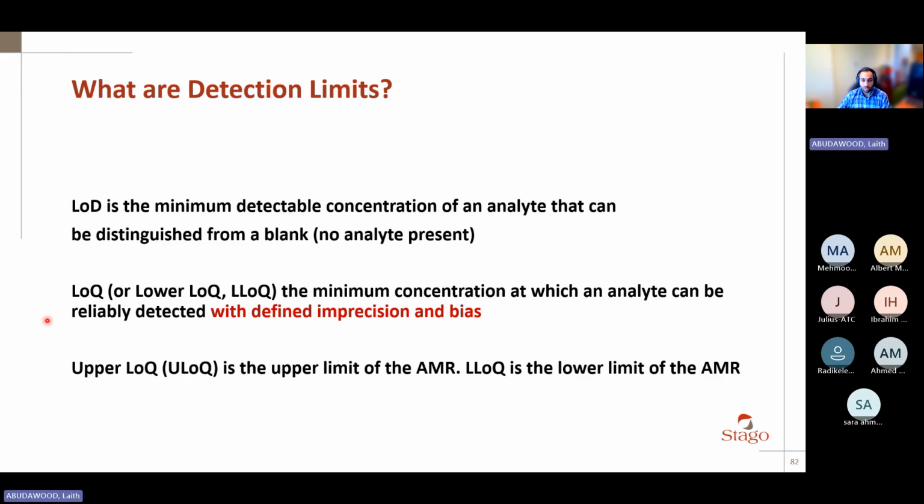Limit of quantification is sometimes referred to as lower limit of quantification. Why? Is there an upper limit of quantification? Yes. The upper limit of quantification is the highest point in the AMR, which can be a very large number, obviously. The lower limit of quantification is the lowest point of your analytical measuring range.